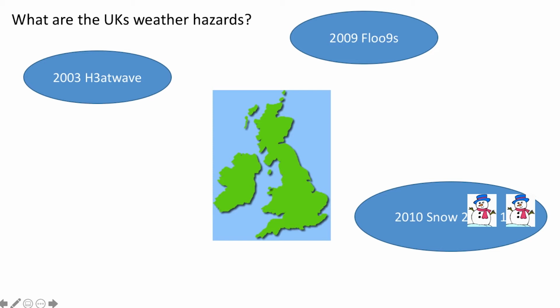So in 2003 there was a heat wave, and I've used a 3 in the word heat wave to remind myself it's 2003. There were severe floods in 2009, and again I've tried to make the 9 into the D. And I was running out of inspiration towards the end here, but in 2010 there was significant snow over the UK, and I've tried to use the belly of the snowman to formulate the zeros, so 2010. Don't forget as well, 2020, the Yorkshire floods.